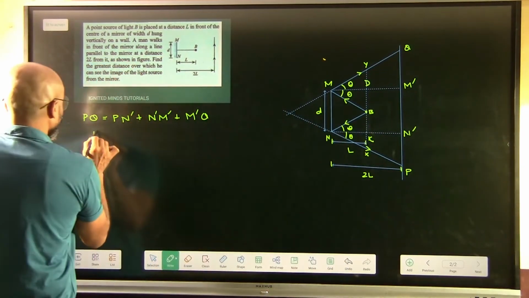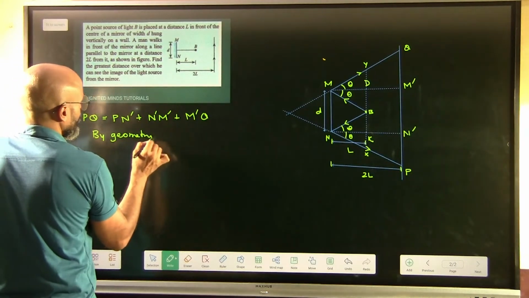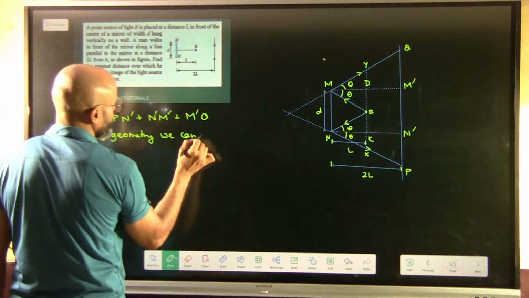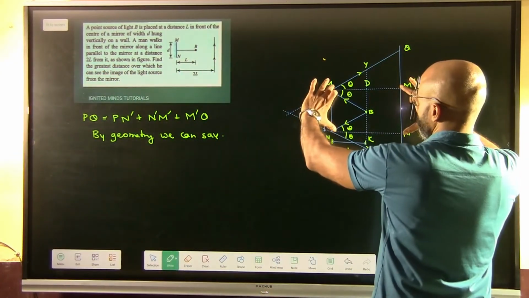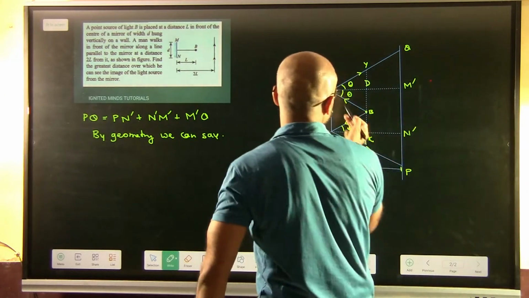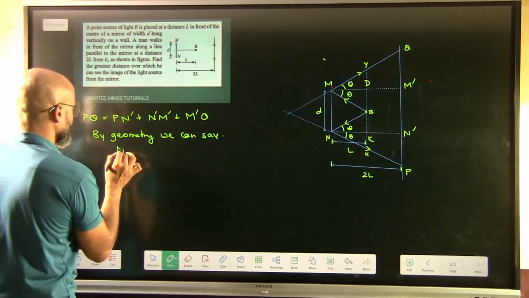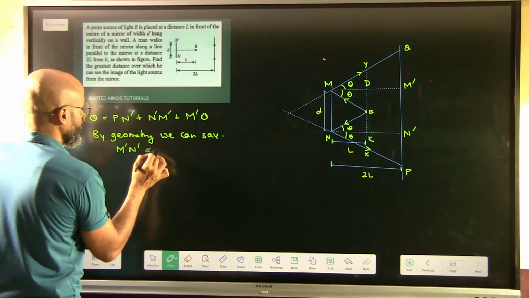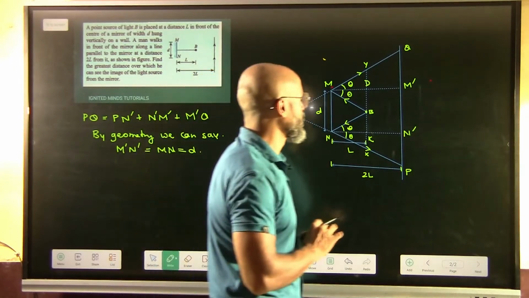Now by geometry we can say that M dash N dash will be equal to MN. Obviously yes, because it is forming a rectangle and opposite sides will be equal. So M dash N dash will be equal to MN, and that is D.